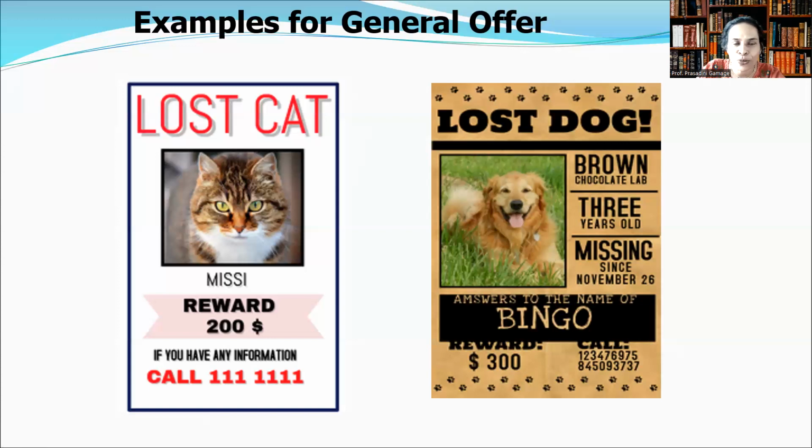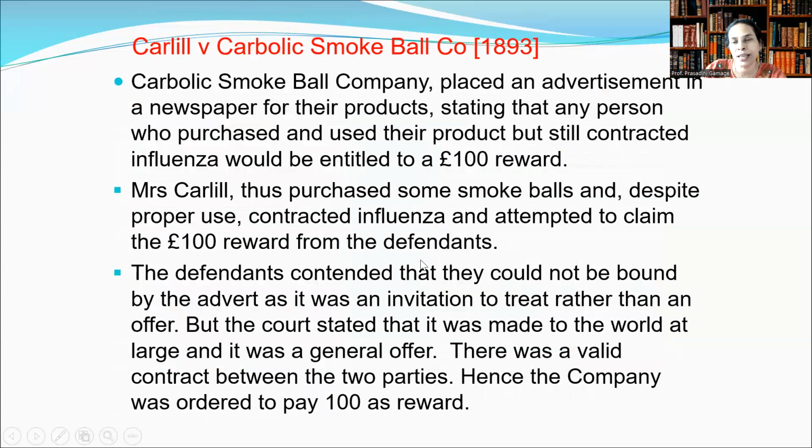So we call this type of example a general offer. You make it to the world at large. Anybody who is interested, wherever they live, can respond to this general offer. How to accept it? By finding the missing dog or missing cat and returning it to the real owner. Then the contract completes. I'll give you one example. Good case. You can read this case.